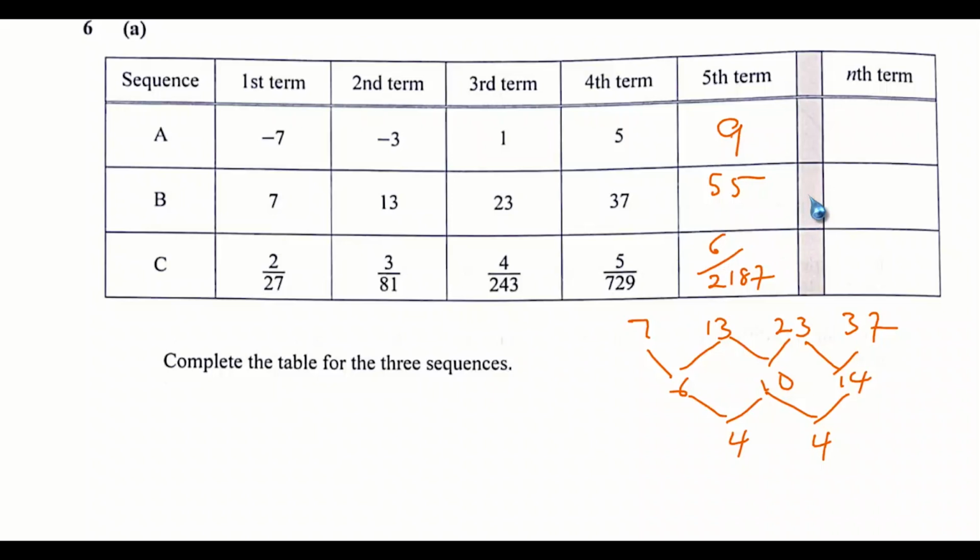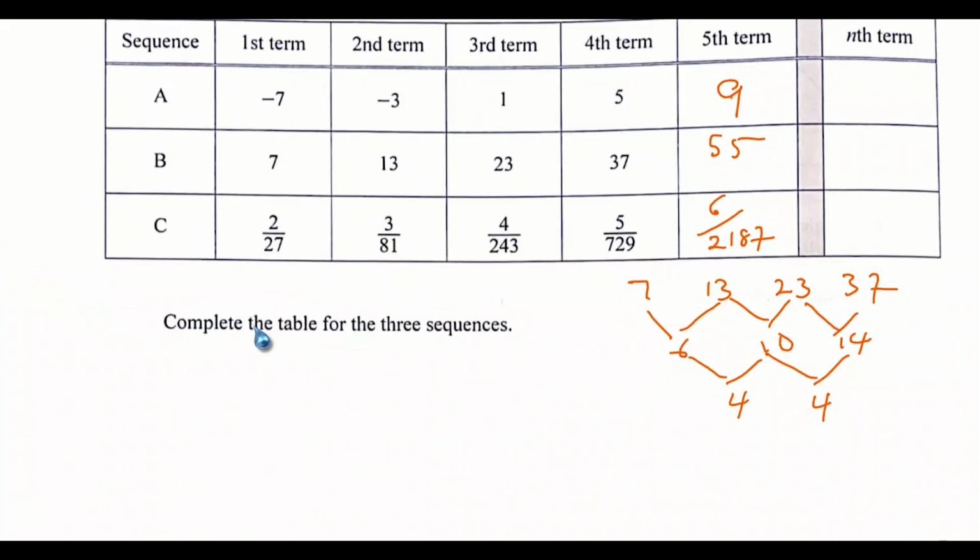Now we are left with the n terms. So to calculate the n terms, let's start with sequence A. So let's write out the sequence. We have minus 7, minus 3, 1, and 5. Okay, so the common difference is 4. So we can say the n term is equal to 4n.